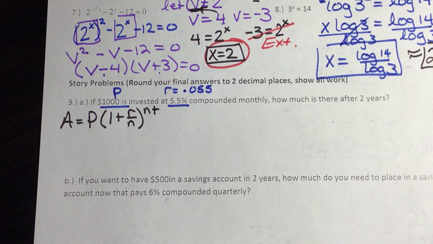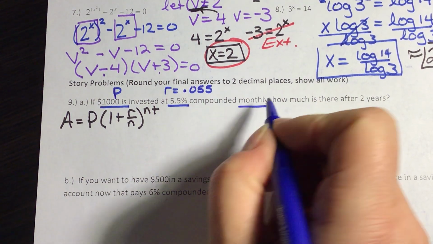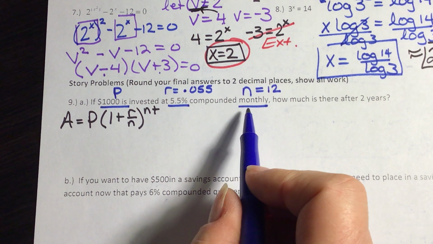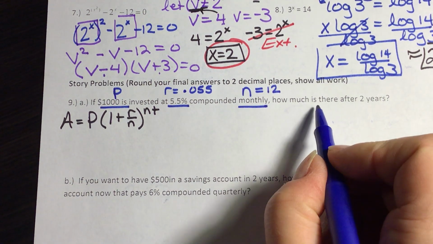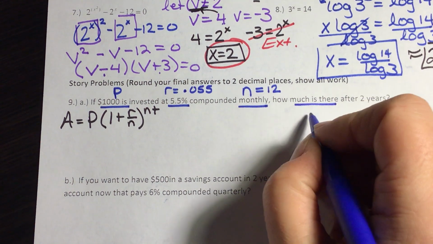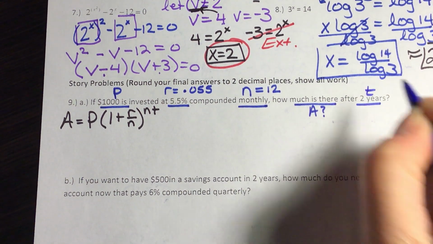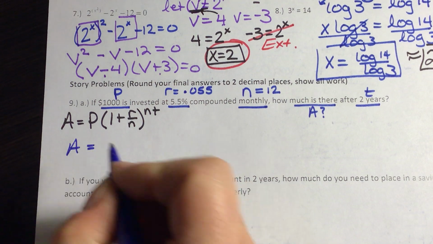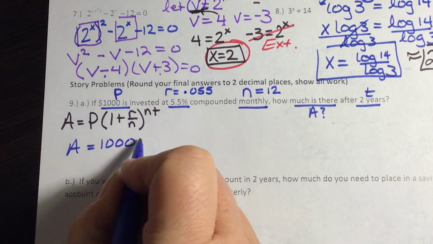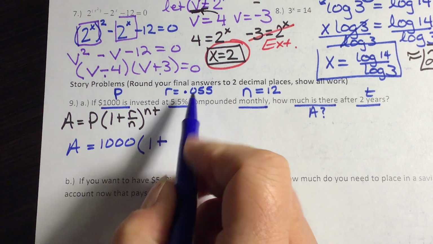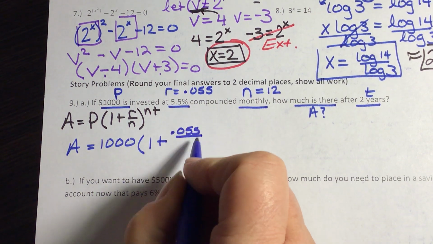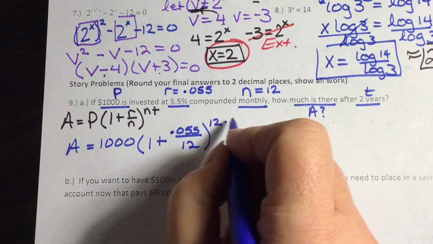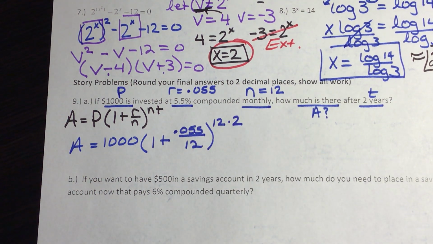So I have 0.055, compounded monthly, that means my n value is 12 because it's going to be compounded 12 times during the year. How much is there? That's my amount after 2 years, which is my time. So I'm finding the amount, and if I plug in the values I have here, my principal is 1,000 times 1 plus my rate, 0.055 divided by 12, to the n times t, which is 12 times 2. Those are both in the exponent.